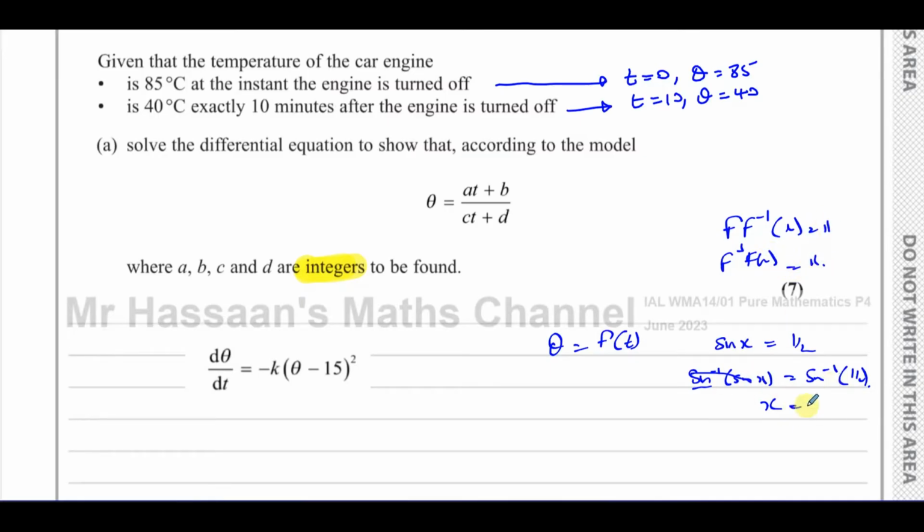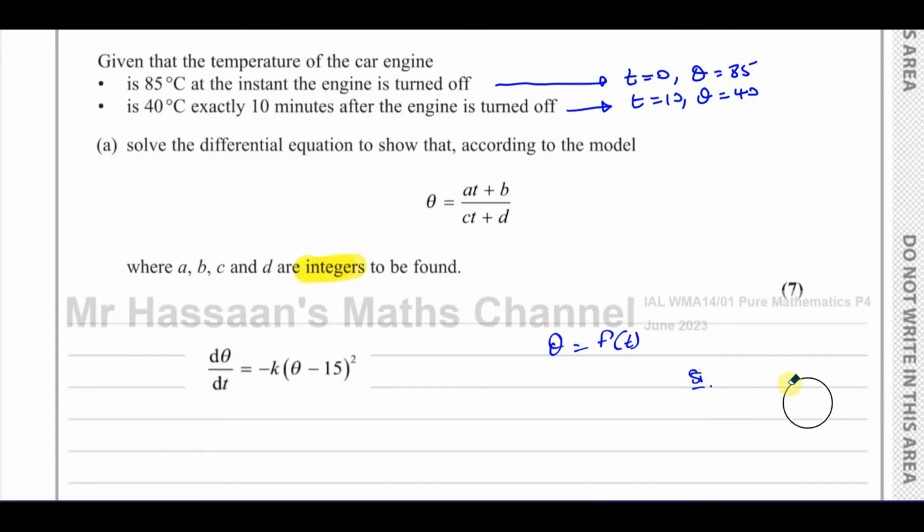So x equals inverse sine of half, which then gives you 30 degrees, and whatever other angles share the same sine ratio. So basically the point is what you do to one side, you do to the other. And that's true for solving any type of equation. All right, so that's true for solving a differential equation.